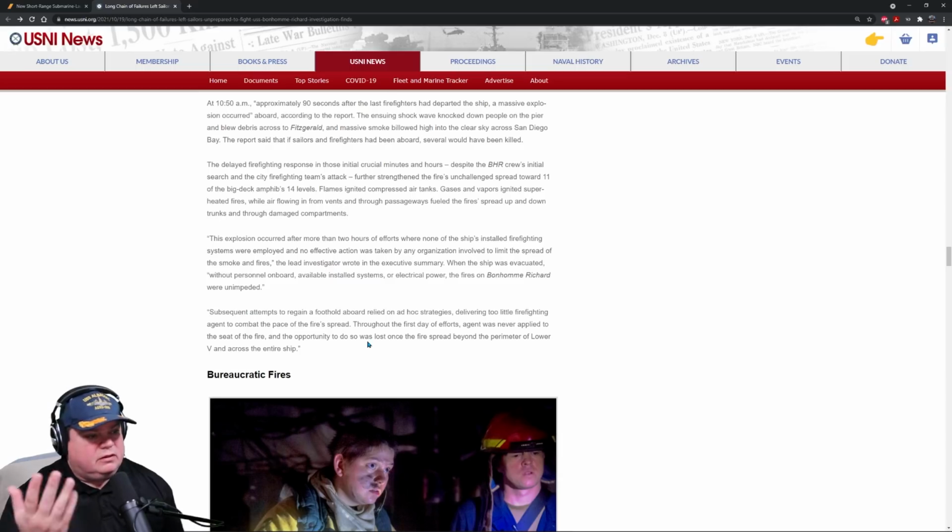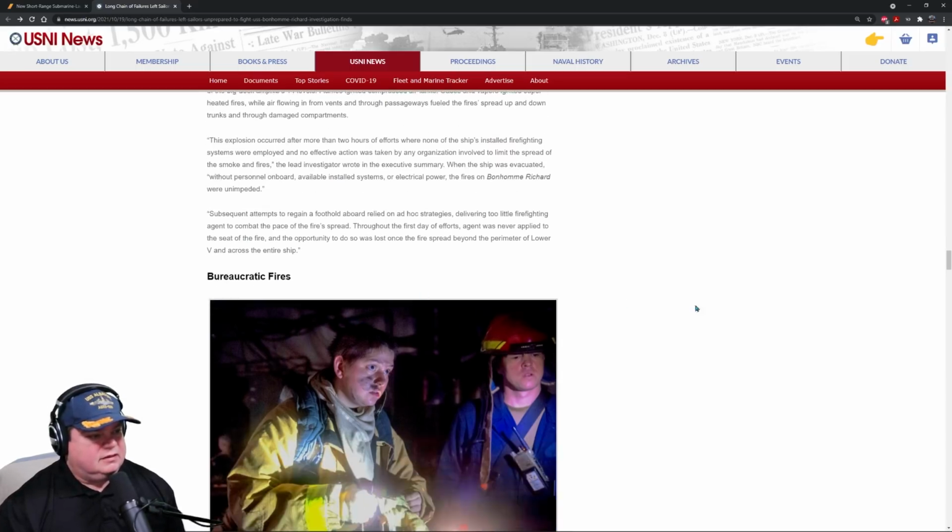It's a miracle nobody was killed in this. I mean, let's keep that in mind. The explosion occurred after more than 2 hours of efforts, where none of the ship's installed firefighting systems were employed. That's amazing. No effective action was taken by any organization involved to limit the spread of smoke in the fires, the lead investigator wrote in his executive summary.